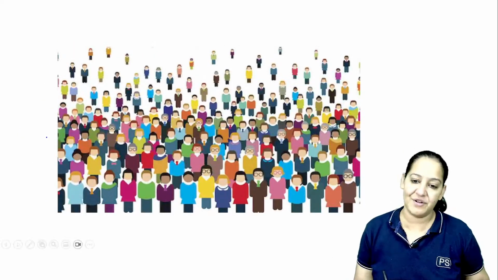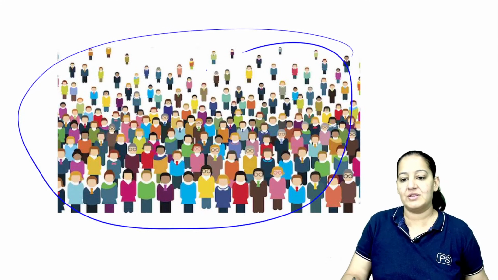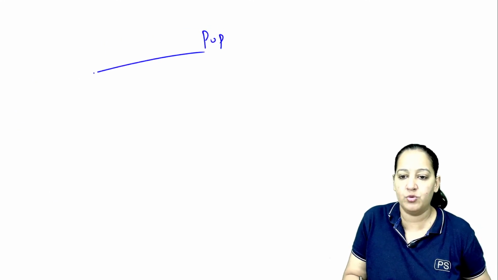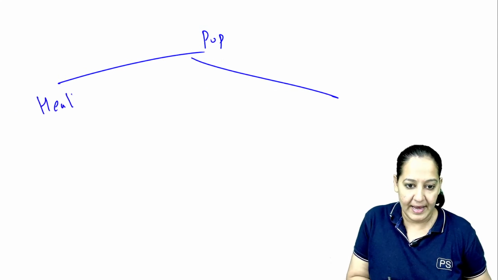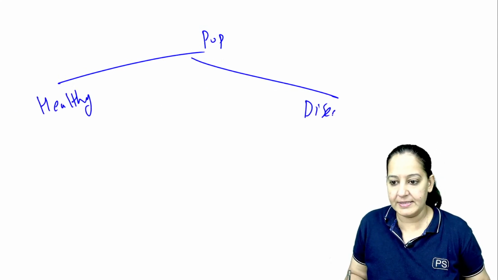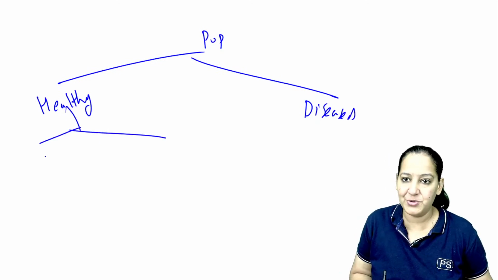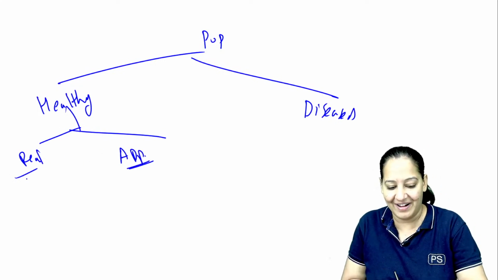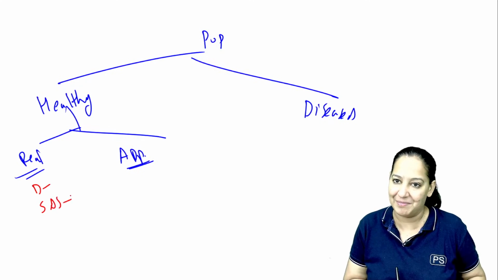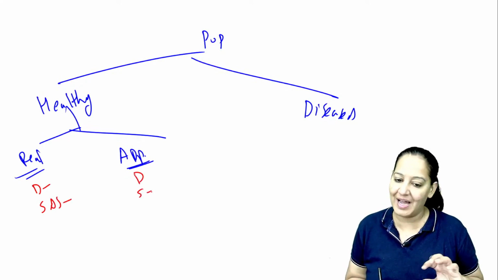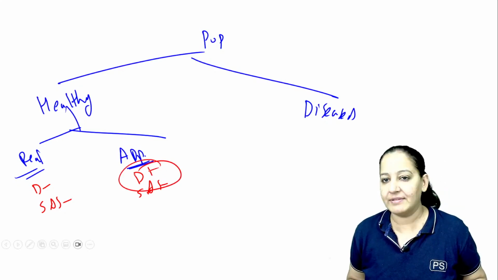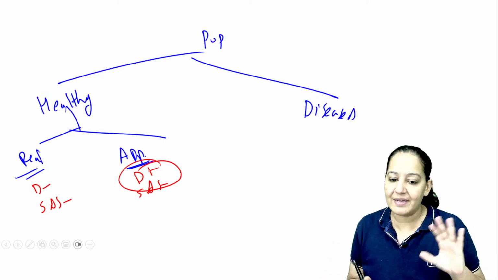So yesterday I taught you the definition of screening. Now see, this complete population thinks they are healthy. But are they really healthy? In the complete population, two types of people are there: some are healthy and some are diseased. The healthy population is divided into two categories, the real healthy and the apparently healthy. Real healthy are the ones who have no disease, no sign, no symptom. The apparently healthy have no sign, no symptom, but they have a very small disease inside them. They are not presenting it right now, but in future they will present when the disease grows. So that is apparently healthy.